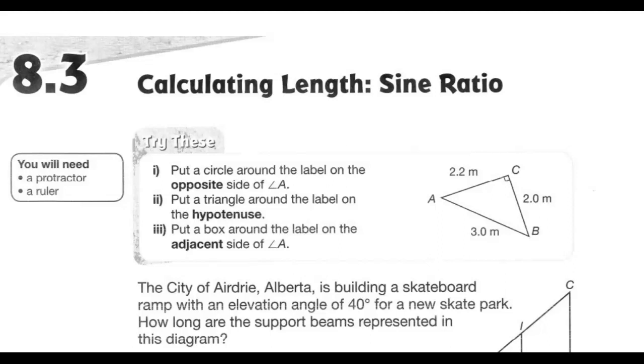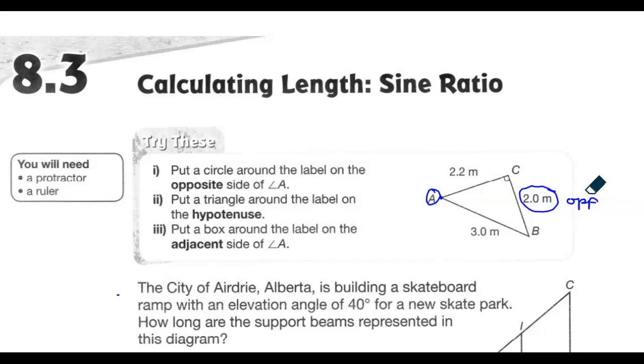So it says, put a circle around the label on the opposite side of angle A. So this is what you have to get really good at. Here we've got angle A, and the opposite side does not touch that vertex. So that means it's got to be this side. So put a circle around this. This is the opposite, abbreviated to OPP.